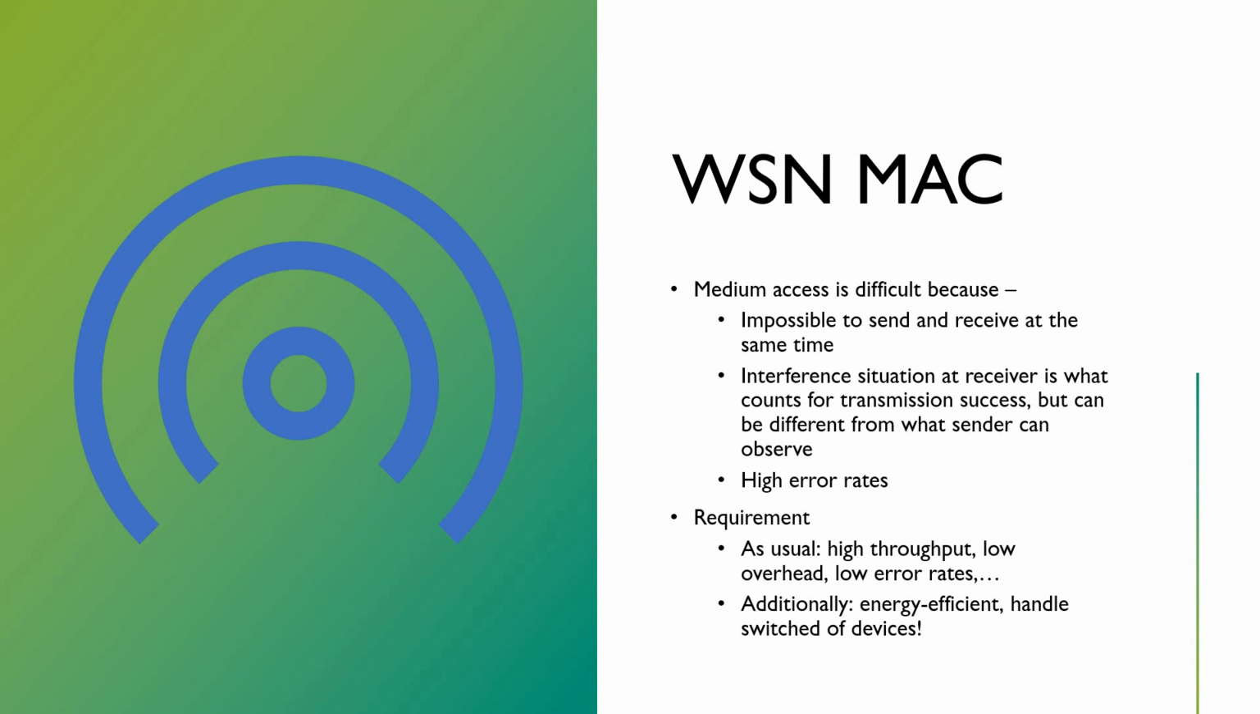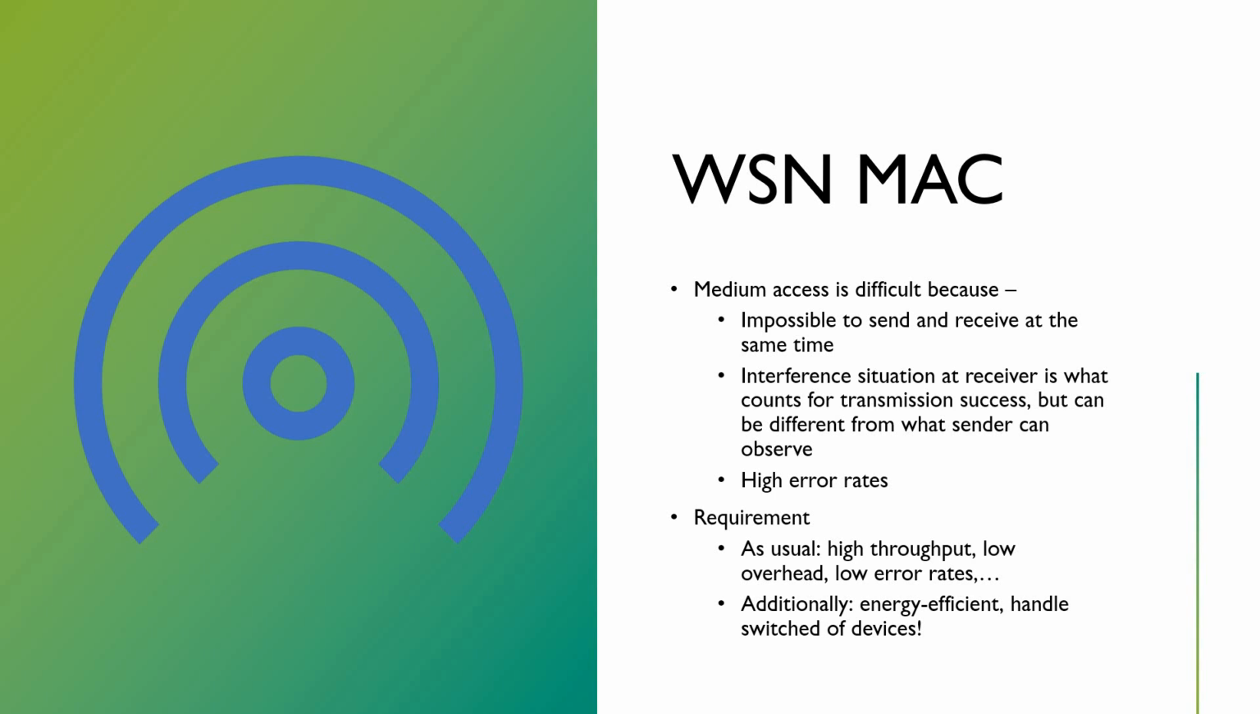Another reason is that the interference situation at the receiver is what counts for transmission success, but it can be different from what the sender can observe. This is quite simple: if a message is sent from the sender to the receiver, the collision actually happens at the receiver. So even if there is a collision at the sender, there might not be one at the receiver. Similarly, if there is no collision at the sender, there might still be a collision at the receiver.